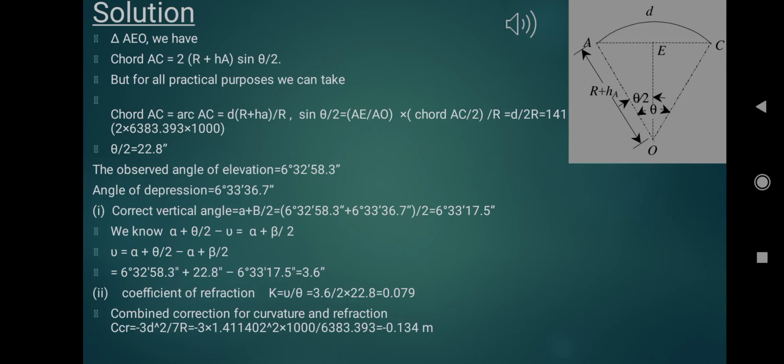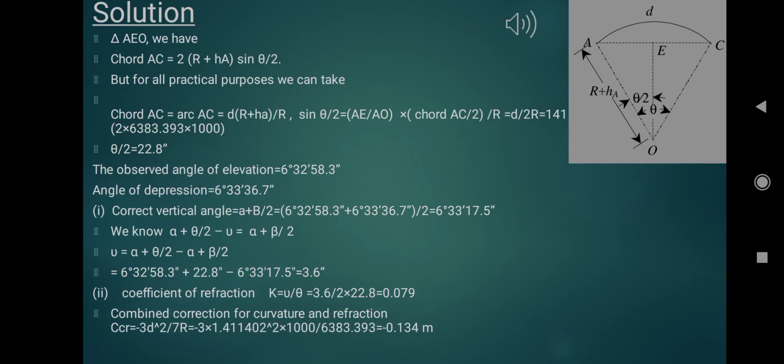The observed angle of elevation alpha equals 6 degrees 32 minutes 58.3 seconds. The observed angle of depression beta equals 6 degrees 33 minutes 36.7 seconds. It is given in the question. The first part is to find the corrected vertical angle, alpha plus beta by 2. So 6 degrees 32 minutes 58.3 seconds, the alpha value, plus 6 degrees 33 minutes 36.7 seconds, the beta value, by 2 equals 6 degrees 33 minutes 17.5 seconds.